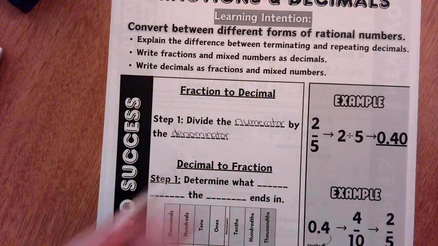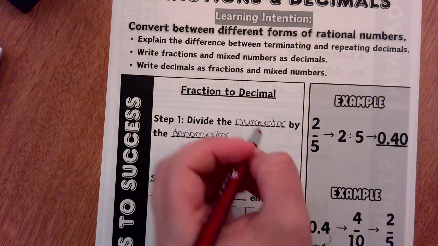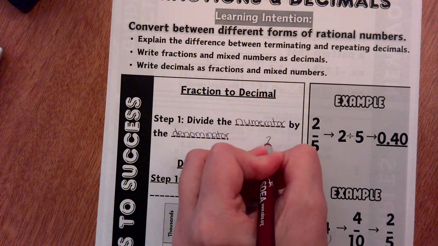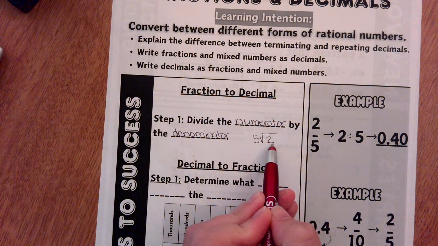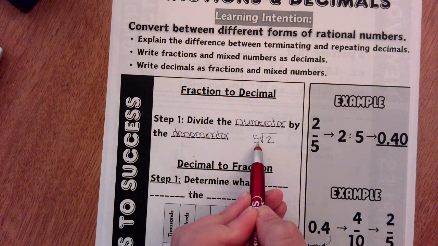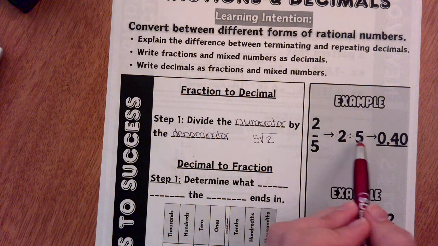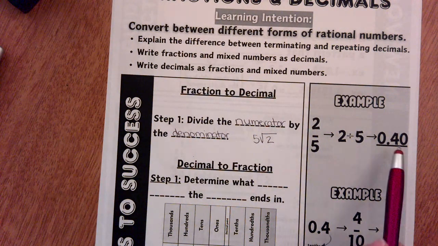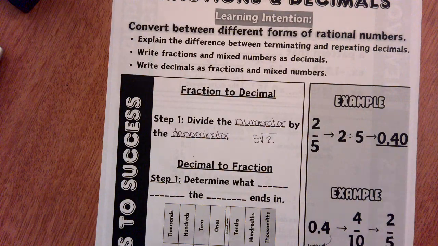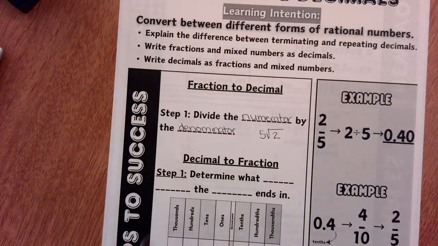So if I was writing fractions as a decimal, say this 2/5, I would write it in long division form like this. So my numerator is going to go on the inside, the denominator goes on the outside. So my example, 2/5, so 2 divided by 5 becomes 0.40, or we would call this 40 hundredths. Okay, that's it. That's how you change a fraction to a decimal.